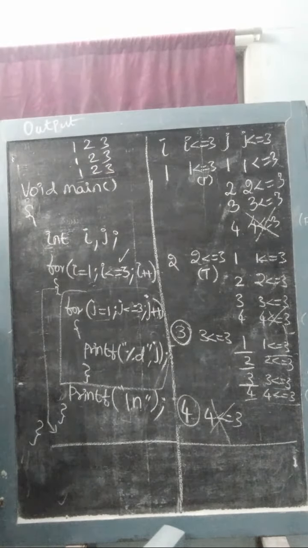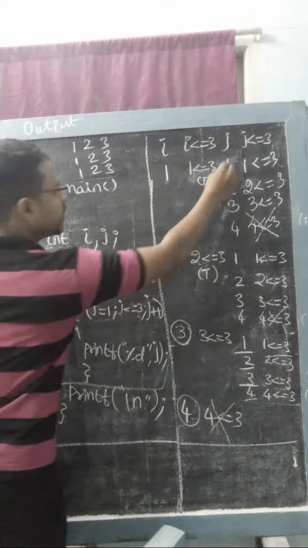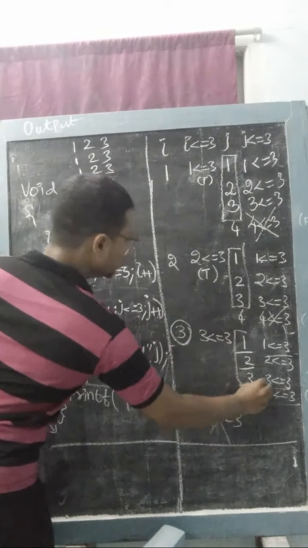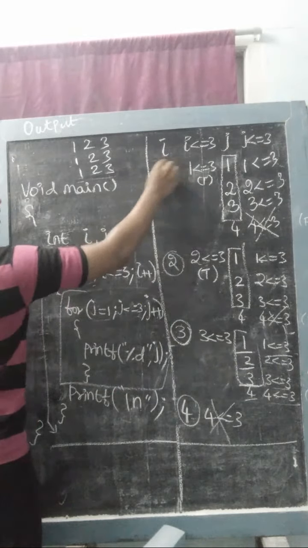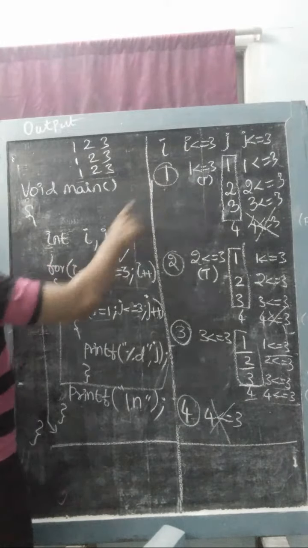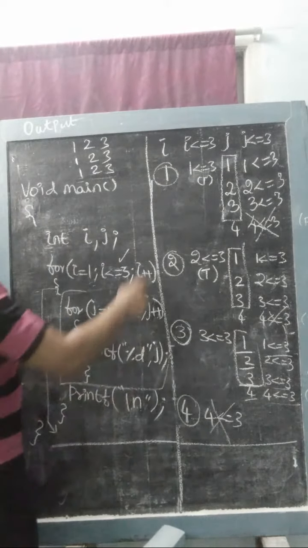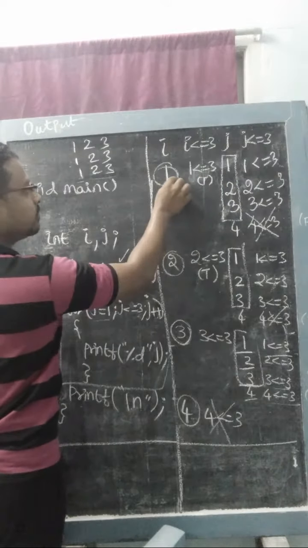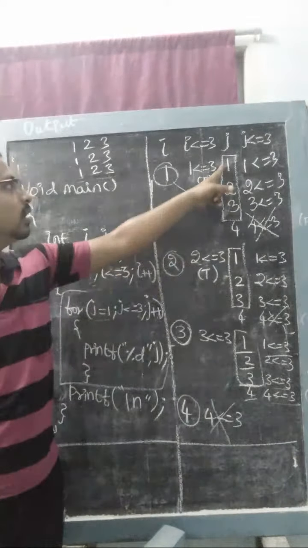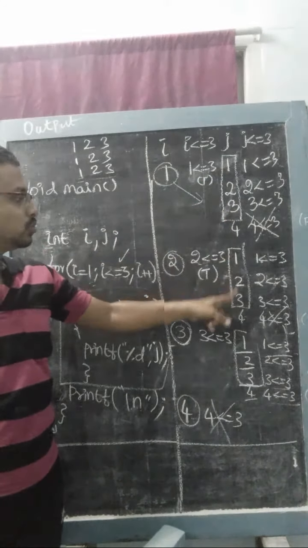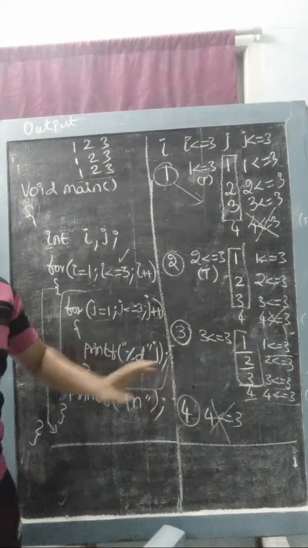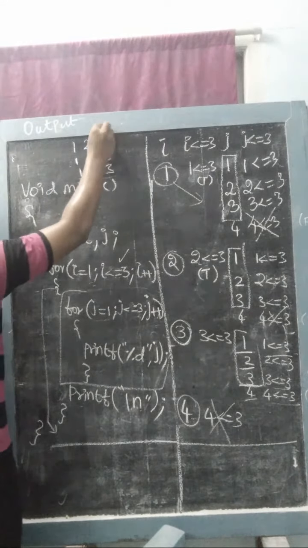How? Each and every time the J value is varying. If we print the I value, in each iteration the I value is constant; for each 3 times, the I value is constant. But for each I value, the J value is constantly incrementing. If you print the J value, it will be 1, 2, 3, 1, 2, 3, 1, 2, 3. But the I value is 1, 1, 1, 2, 2, 2, 3, 3, 3. The output will come like that.